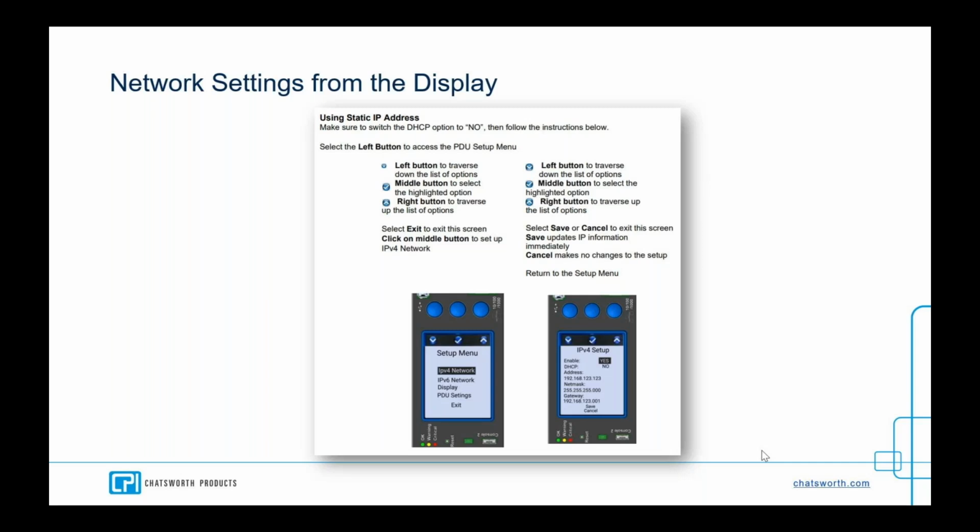The next step is to use the left button to go all the way down to Save, and then use the middle button to confirm that change. You can repeat the same steps for IPv6 setup as shown in the following image.